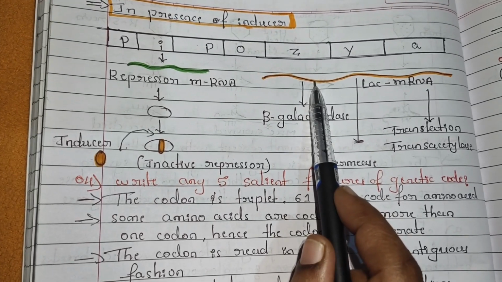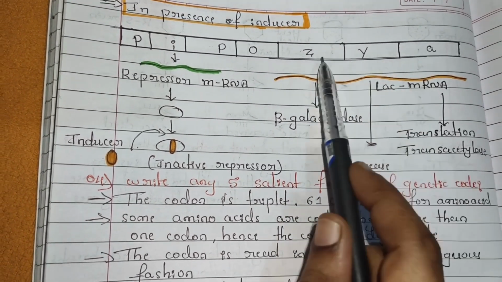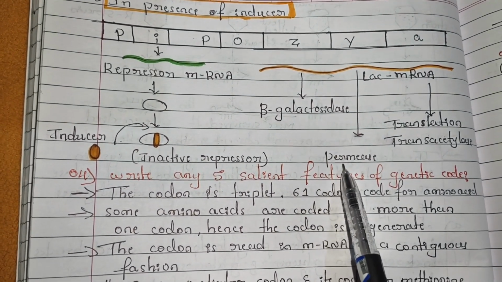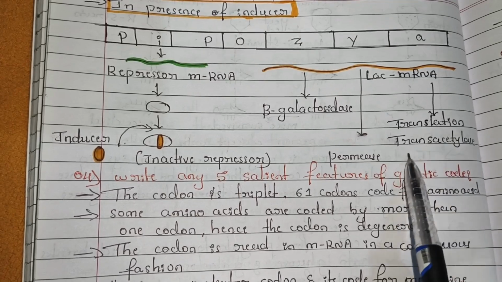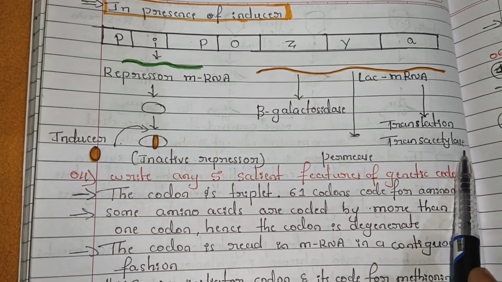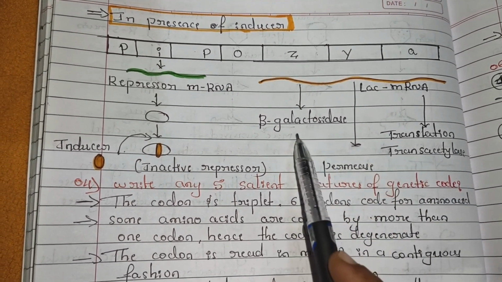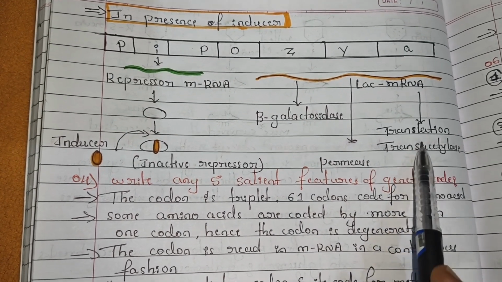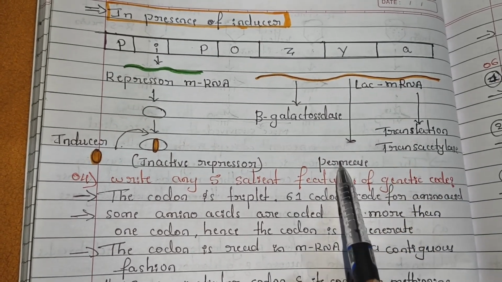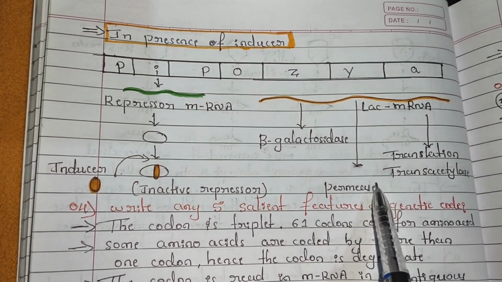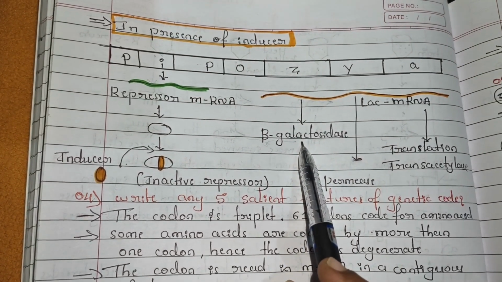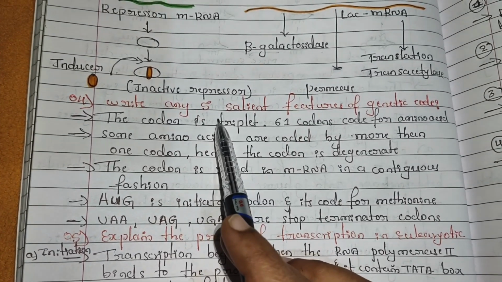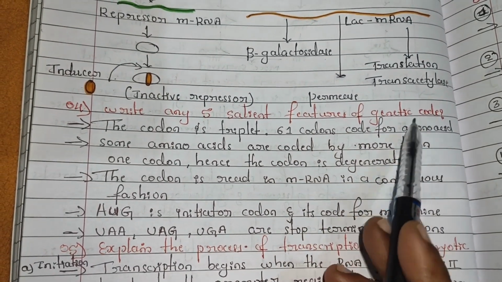This mRNA is synthesized from 3 genes, so they produce 3 enzymes: one is beta galactosidase, another is permease, and another is transacetylase. So this synthesis takes place, and the permease controls the level of the lactose, and the beta galactosidase, after activation, starts breaking the lactose.